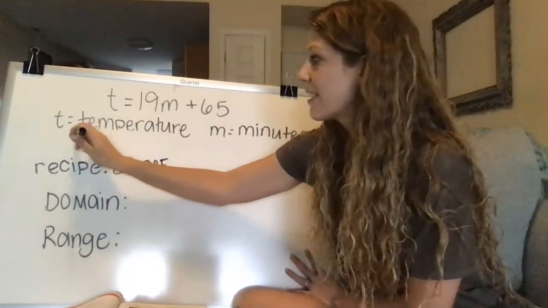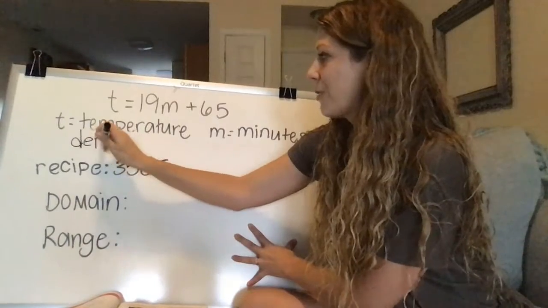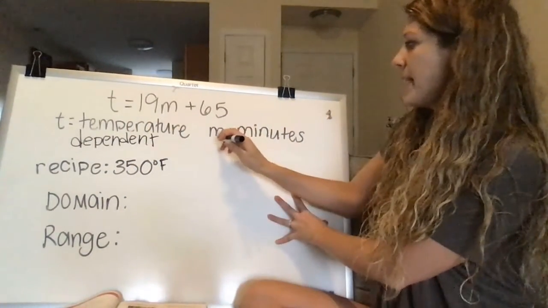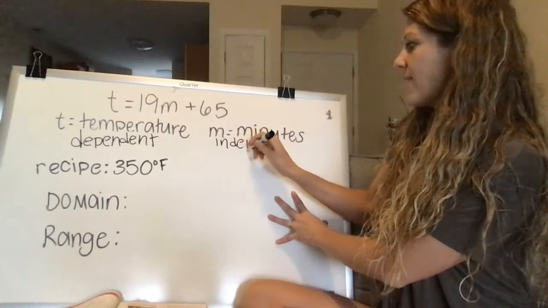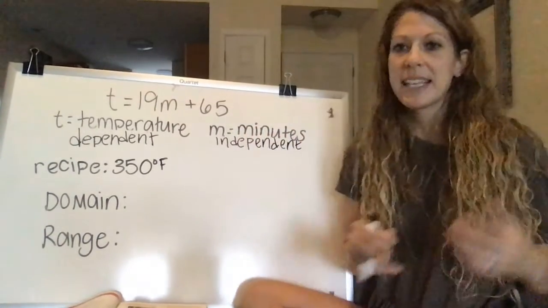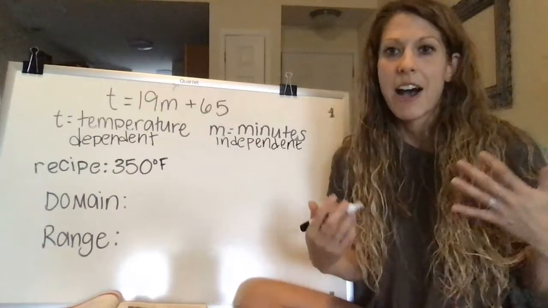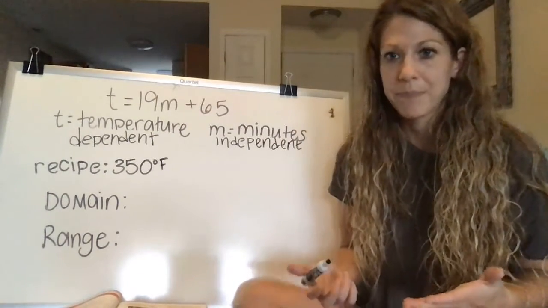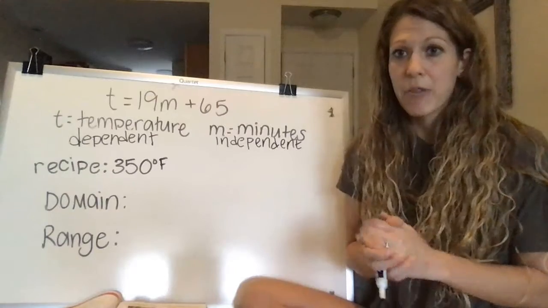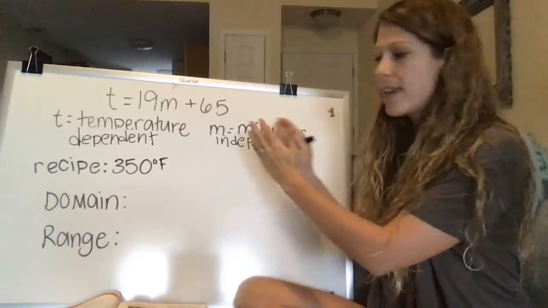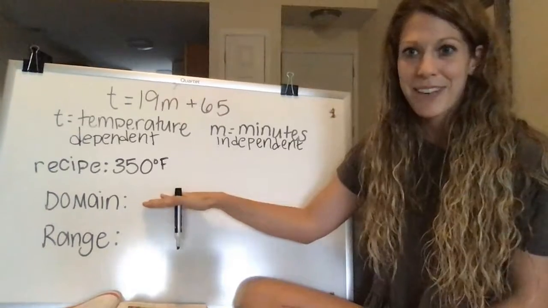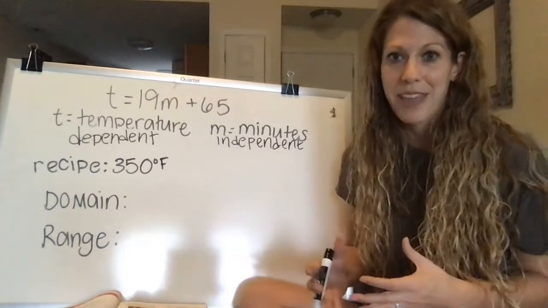So temperature is our dependent variable, and the minutes is going to be our independent variable, because temperature is dependent on how long the oven has been preheating. All right, so once we've got that figured out, now we know that this is our input and this is our output. And this time, I'm not giving you the input, I'm not giving you the domain. We're going to figure them both out.